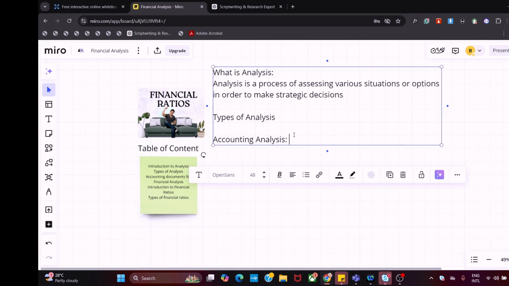Now, when you're talking about the accounting analysis, this is the type of analysis that is actually performed in order to find out accounting errors. So when you are performing accounting analysis, you are trying to look at financial records to ensure that they are properly recorded. They are recorded following the accounting concepts and conventions. They are recorded thoroughly. There is no omission of figures. There is no addition of figures.